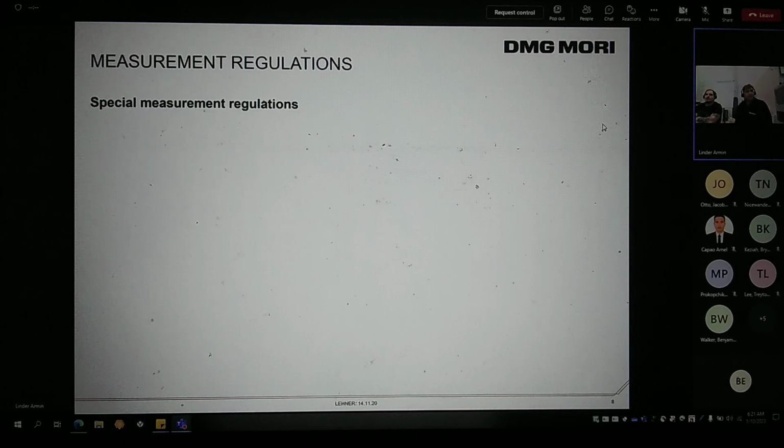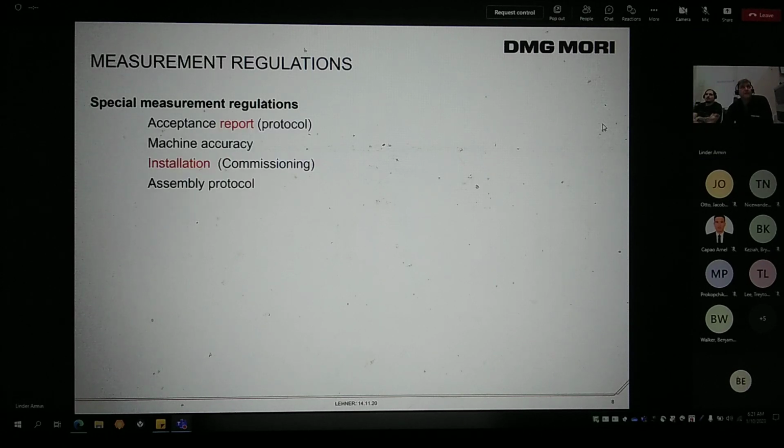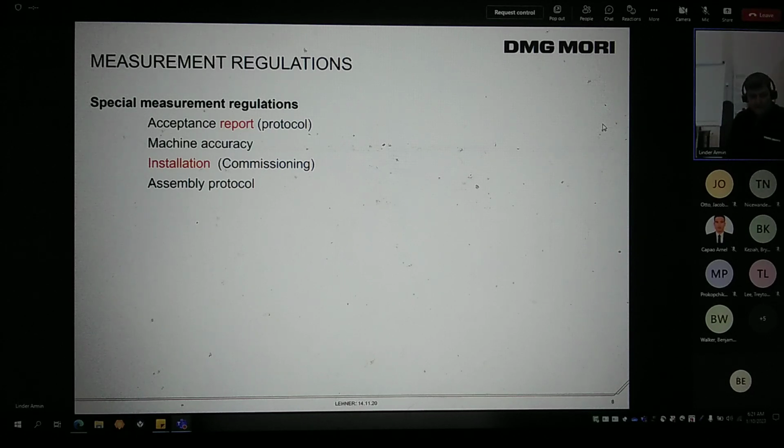So regulation, special measurement regulations. We have in all machines our acceptance report, or protocol, and there is the machine accuracy and the values are written down in that protocol. So also I will show you later on some protocols of that machine.